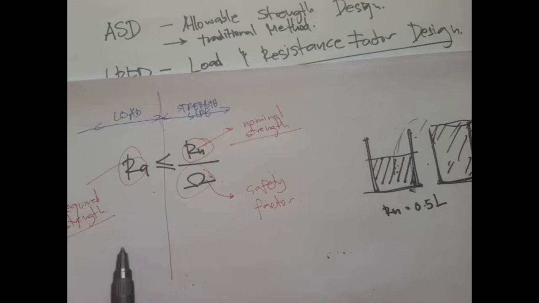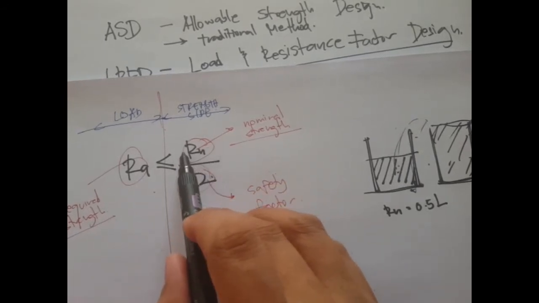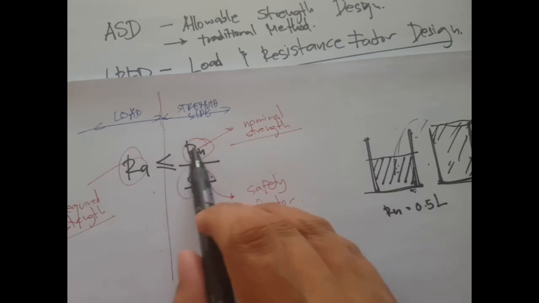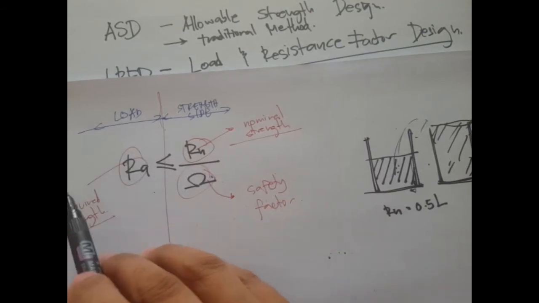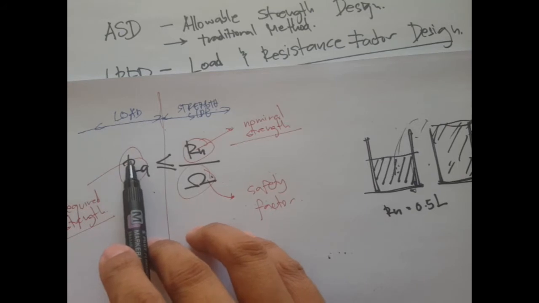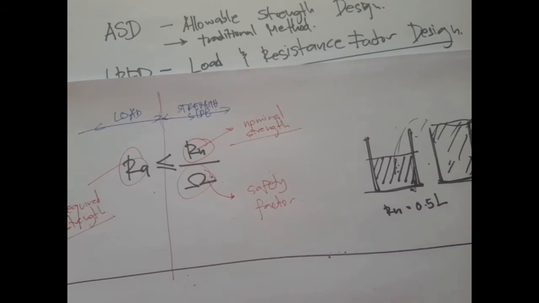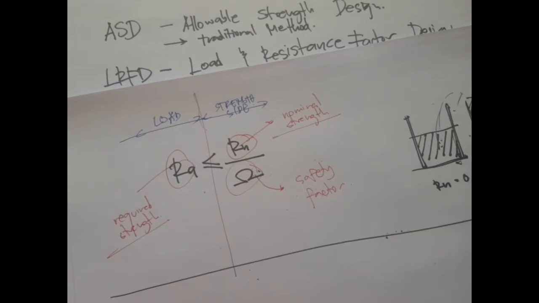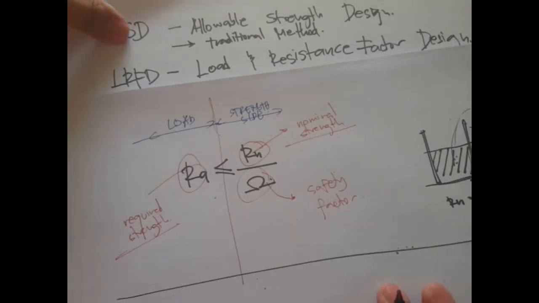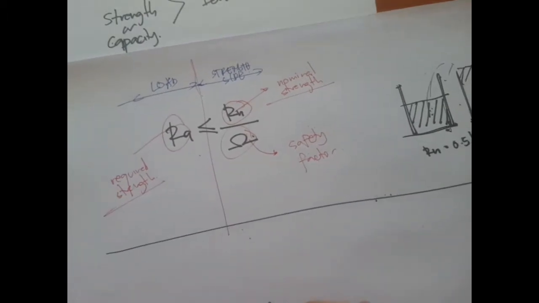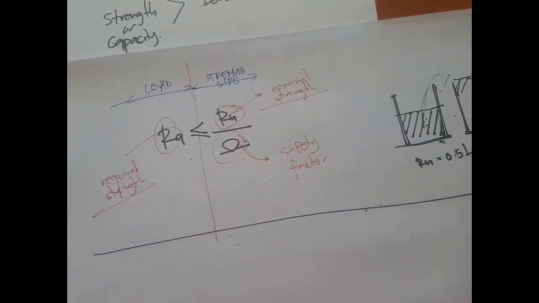Okay, so that's the point of ASD. It's just summing up all the loadings. Dead load, live load, you just sum it up and then you apply the safety factor. That's very direct, and that's the traditional way. Now the LRFD is based on statistical approaches. The probability of occurrence of the dead load and live loads is not actually the same.